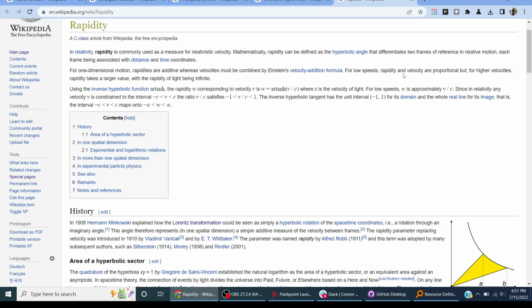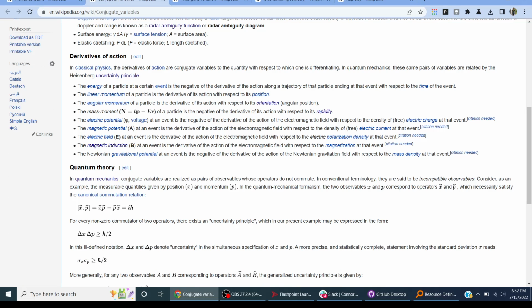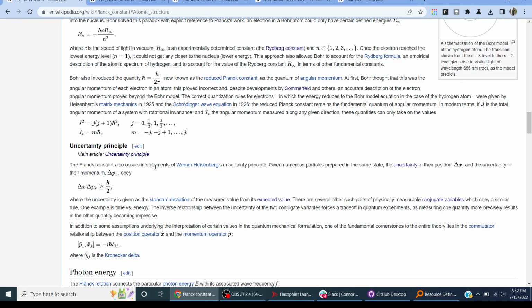Quantum theory. In quantum mechanics, conjugate variables are realized as pairs of observables. Okay, well, I don't really want to read all that, but yeah, I got kind of distracted there, but you know, it's fun to follow hyperlinks.